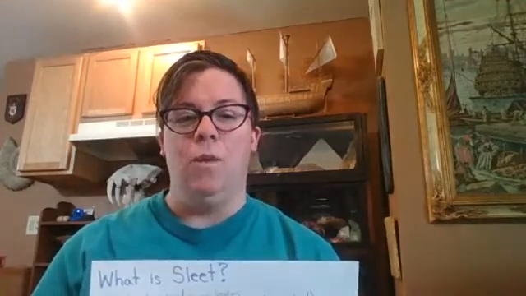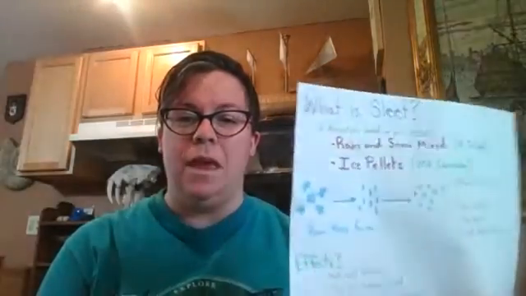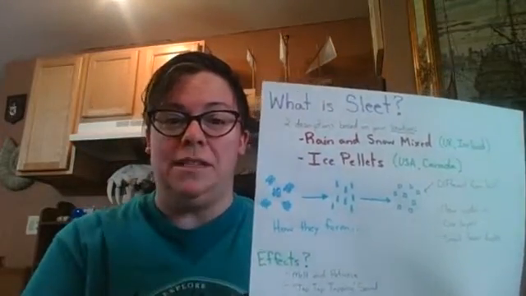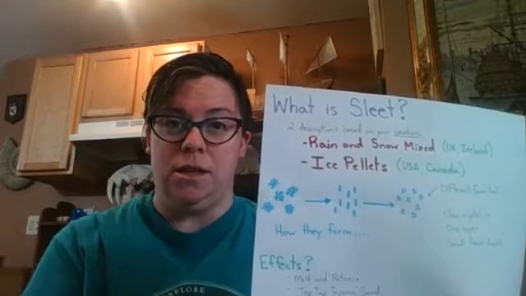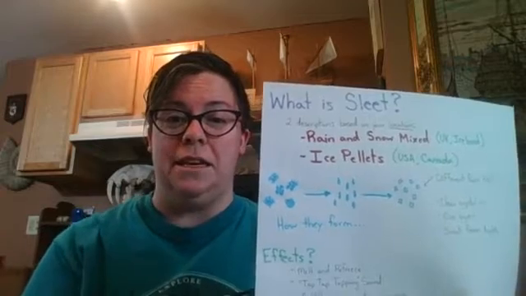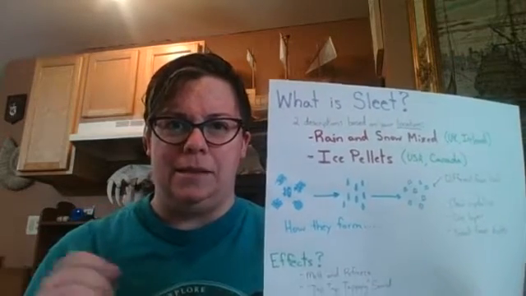All right, we are done with freezing rain, thank goodness. We didn't get any of it, at least in Schaefer, where I'm in right now, but we did get something else this morning that we're going to talk about next, and that is sleet. What is sleet? Well, depends on where you're from. If you are from the UK and Ireland, you know sleet as rain and snow mixed. If you are from the US or Canada, you call sleet ice pellets. It's like little ice pellets that come down.